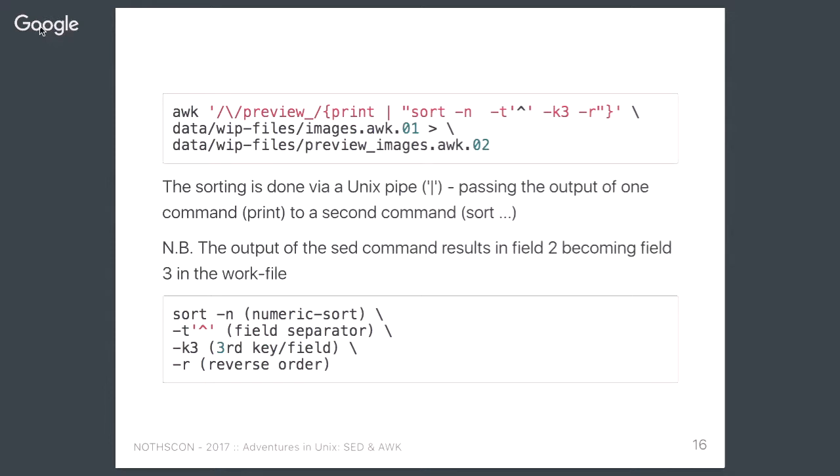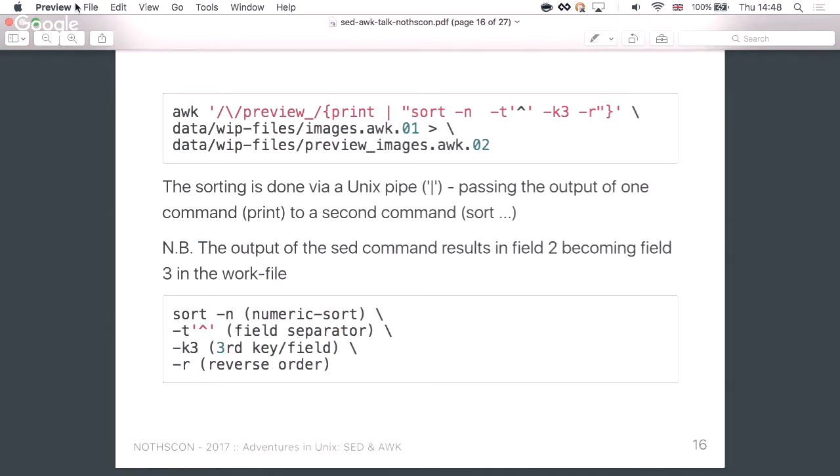So the sorting is done via the Unix pipe. So we pass the output of the search for preview and print to the sort command. And basically that looks like minus N, we're doing a numeric sort. Minus T, as we're saying, this is the field separator. Minus K3 is the third key field. And I can't remember the reason it changed to 3 from 4. But when we ran this, that's actually what happened. And then minus R to basically go largest to smallest.